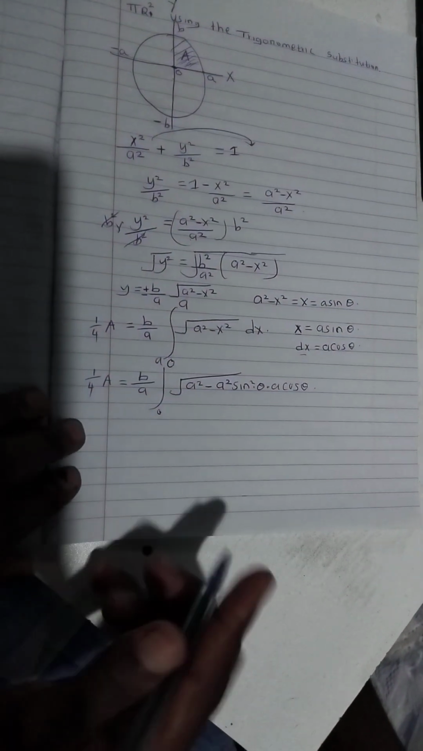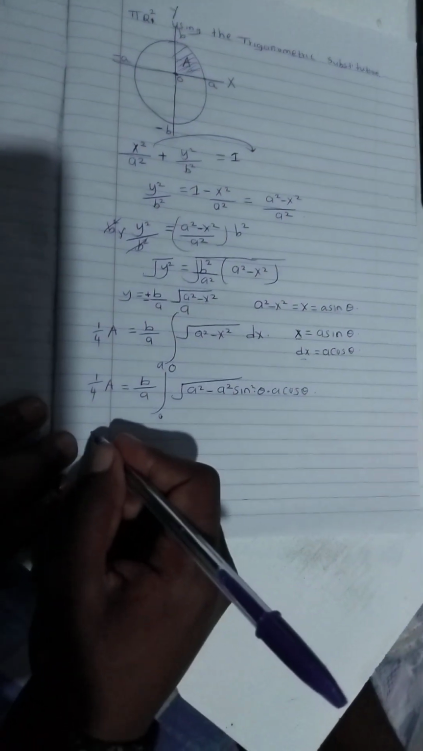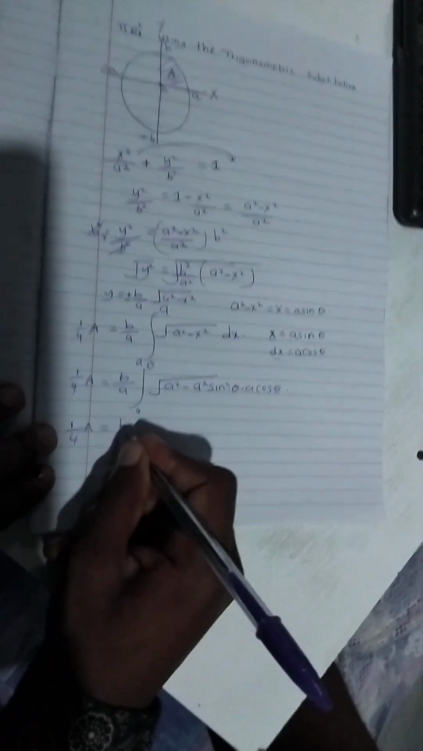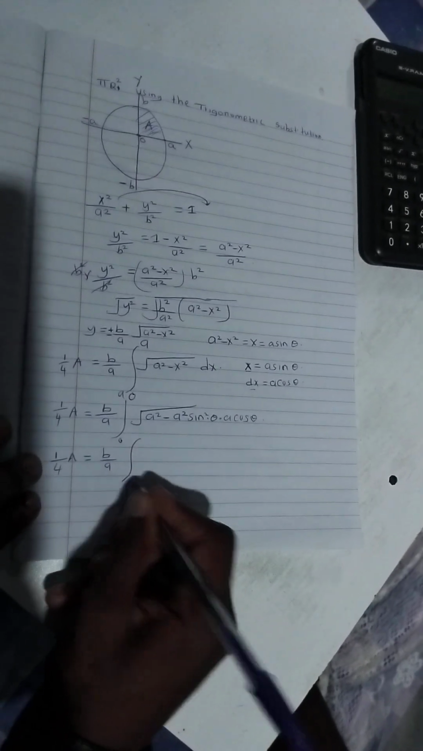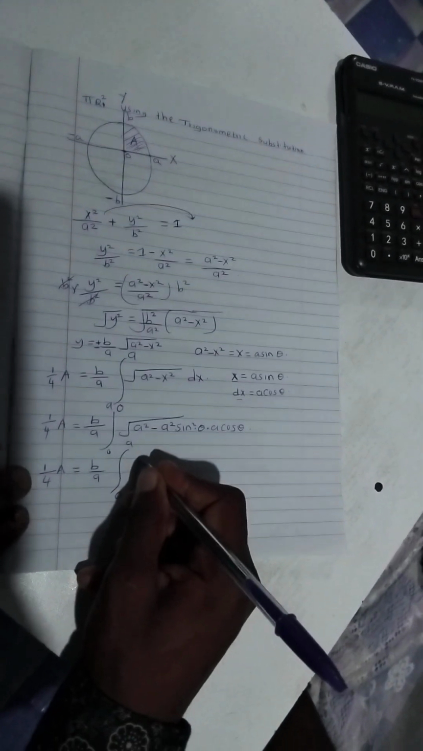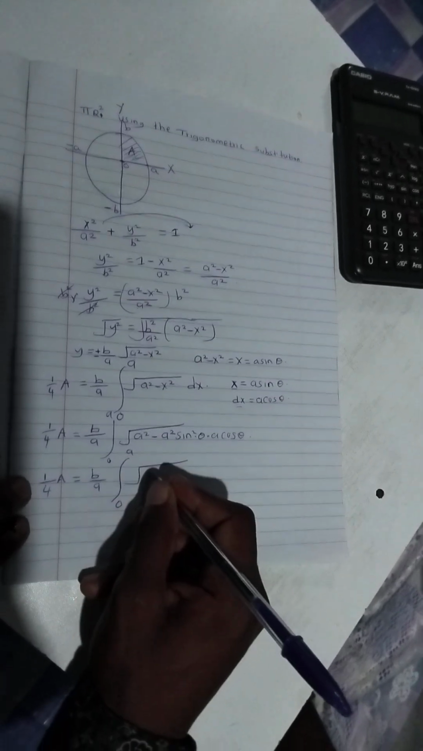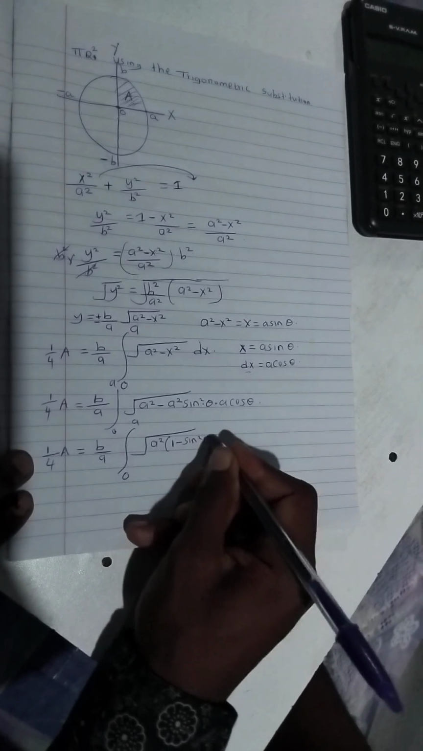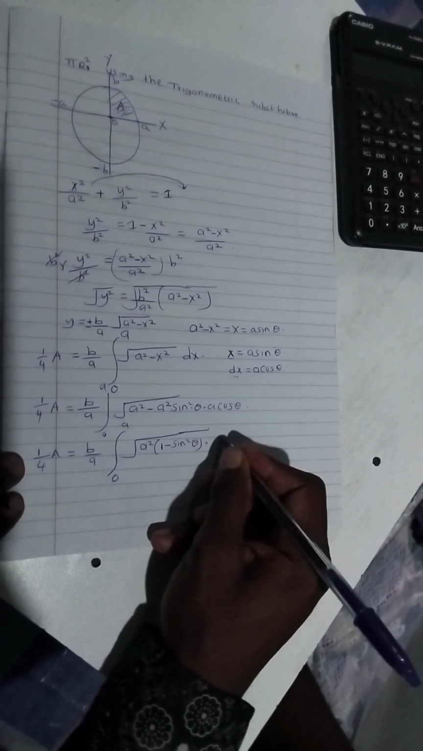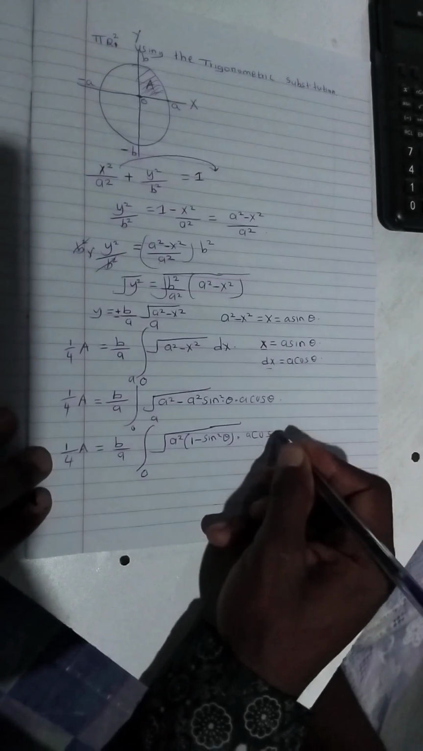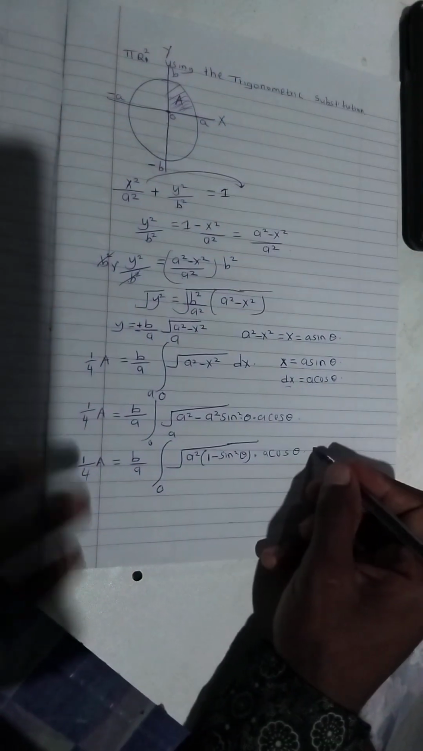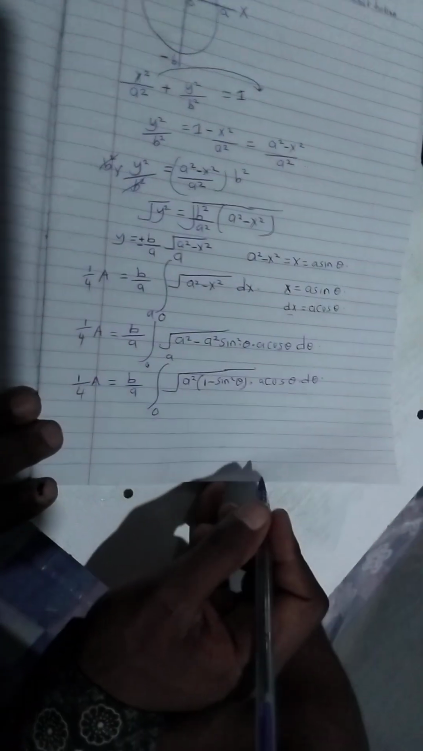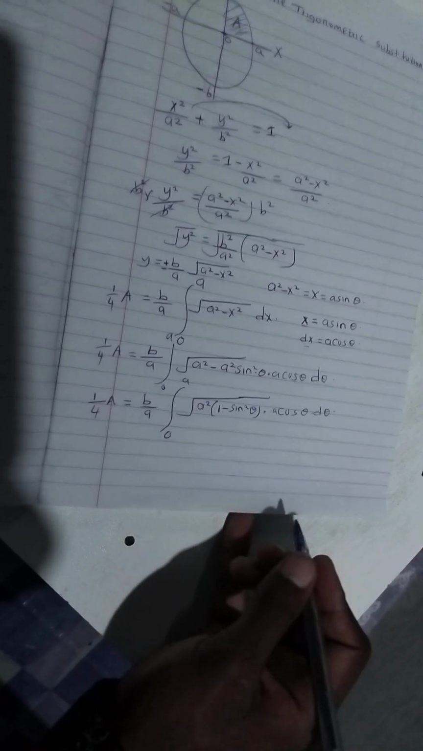So from there we can now have a direct expression, which is 1 over 4 of the area, which is equivalent to b over a, integrating from 0 to a, of what? Factor out a squared, then have 1 minus sine squared theta multiplied by a cos theta d theta, because we are finding the integral of that part to find the area.